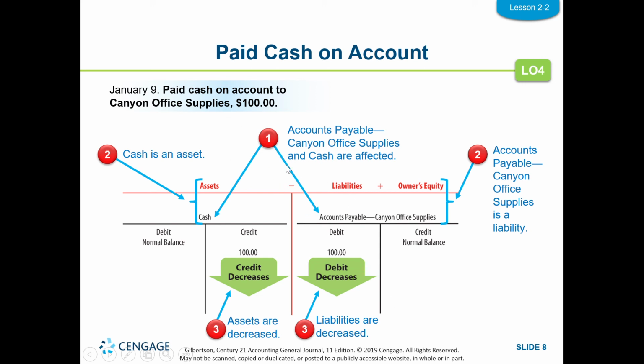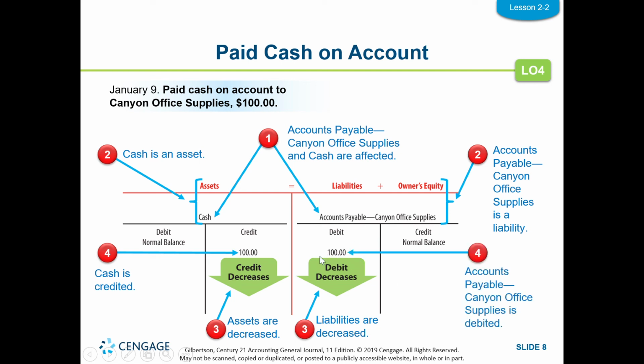So how am I going to record an increase, a decrease to cash? I go to the credit side, $100 decrease, cash is credited. Liability, how do I record a decrease? Well, the decrease side is a debit. So accounts payable, Canyon Office Supplies, is debited $100.